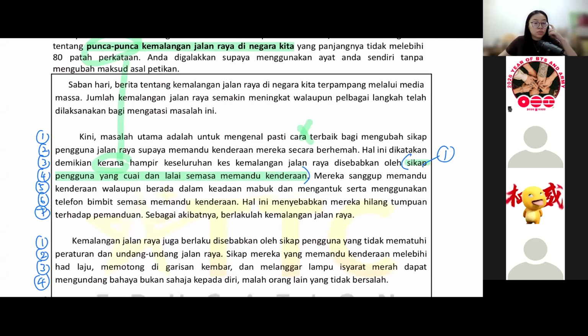Now, what else? Apakah lagi punca-punca kemalangan jalan raya di negara kita? Number 6. You take the previous one, because this one says they cause them. This is the kesan already. Menyebabkan. You see, this is disebabkan oleh. This is menyebabkan. Menyebabkan, you cause something to happen. You cause them loss of focus. So you take the previous one, which is the easy one. This one is like due to. Due to what? Due to sikap pengguna yang cuai dan lalai, which is careless. So this one, very tricky.